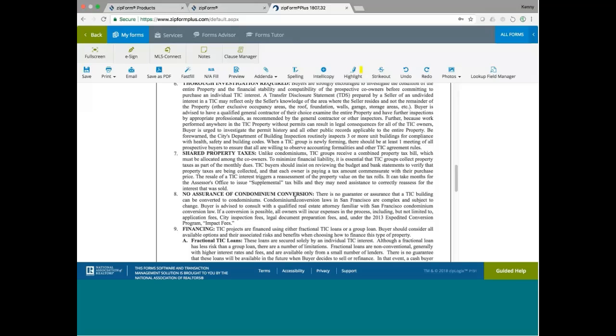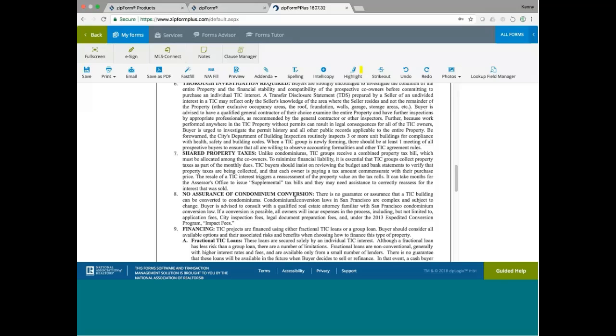Right? Now, number 8 basically tells the buyer that owning a TIC interest does not guarantee that you'll be successful in your condo conversion. There are many different reasons why a condo conversion is not successful. Sometimes it has to do with the physical condition of the building. Some buildings just can't be converted into a condominium because they don't meet the requirements of the building code. Okay? So owning a TIC does not guarantee that you will get the conversion.